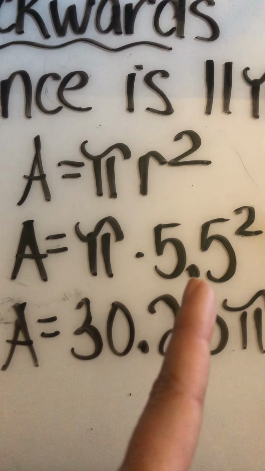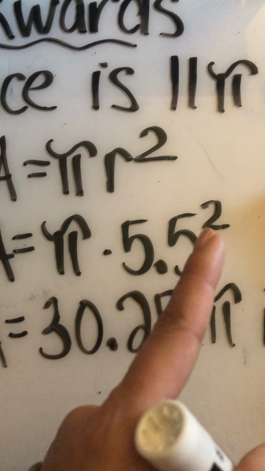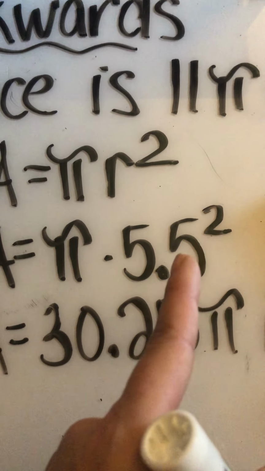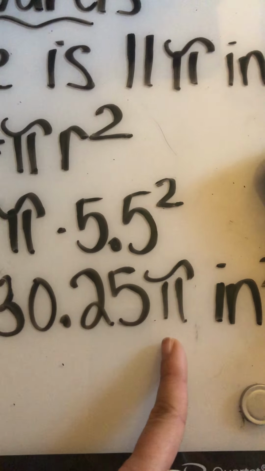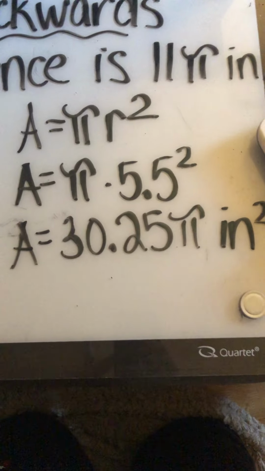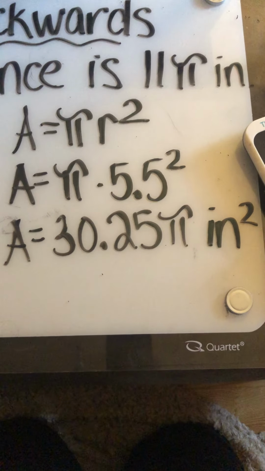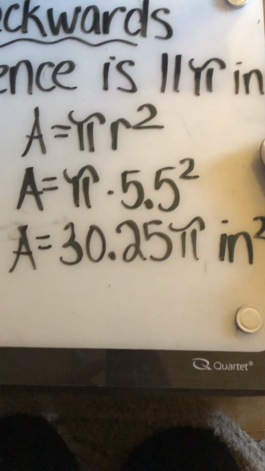We're finding it in terms of pi, so we do our exponents first. 5.5 times 5.5, or 5.5 squared. That product is 30.25. We leave pi in our answer. We bring our units back and raise them to the second power. So we get an answer of 30.25 pi inches squared.